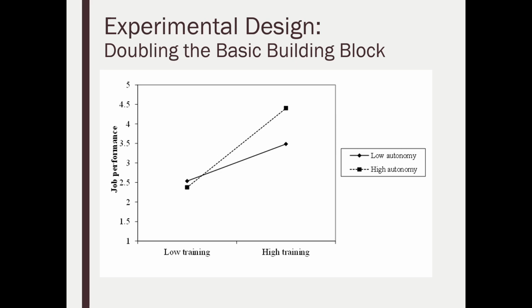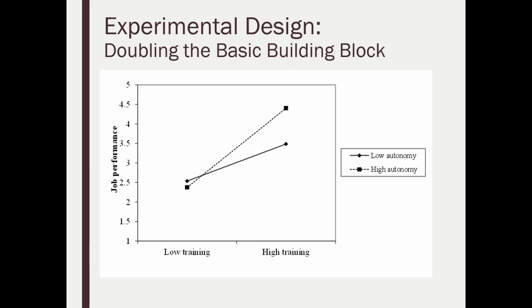So let's think about what we're looking at here and what we're able to explain. We can look at the effect of just training if we wanted to. We could say low training produces poorer job performance than high training does. To be able to say that, we would look at the average score between the low and the high autonomy people there on the left, and we'd say, well, that average score is lower than the average score for the high training across the low autonomy and the high autonomy.